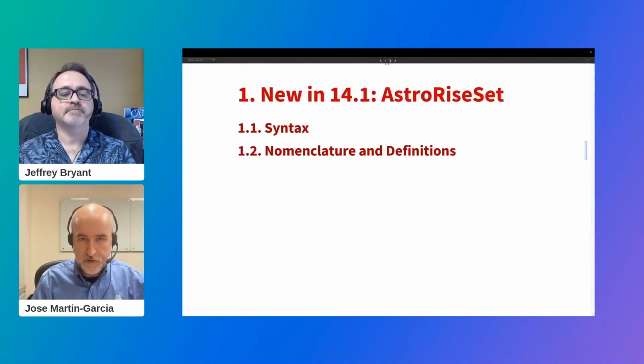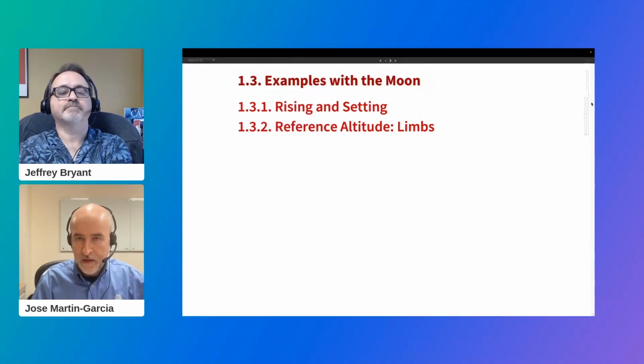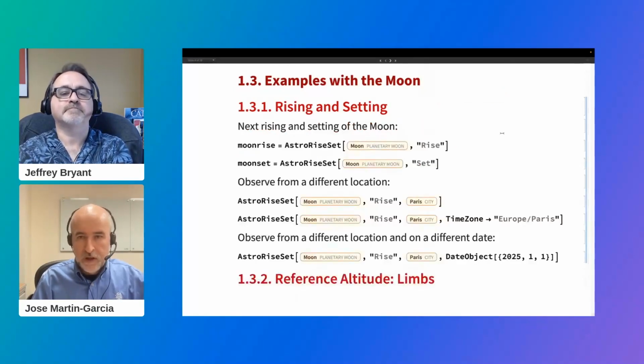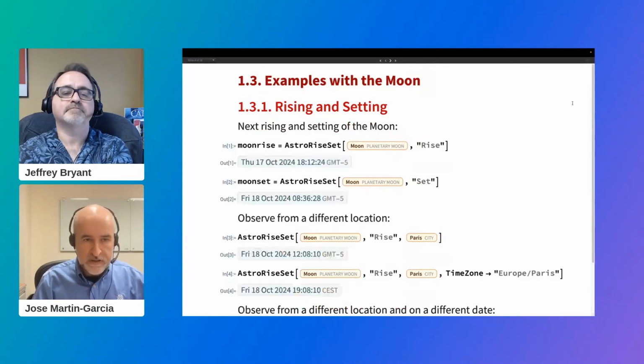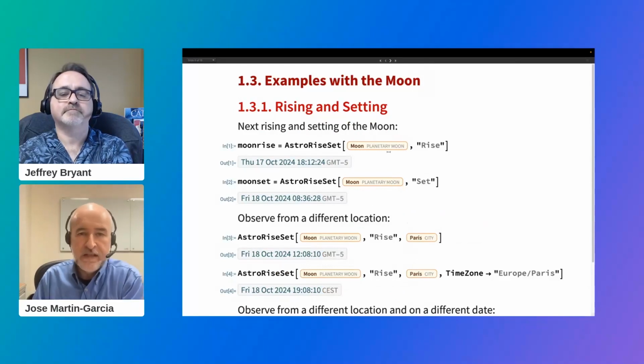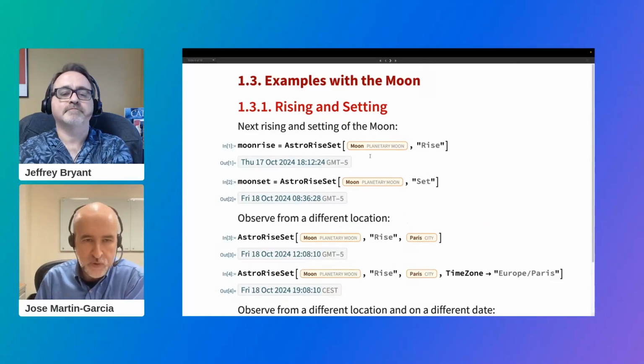Let's see examples. First, with the moon. So we compute these things. And so we see that the next rise of the moon will be on this date, later today. The next set will be tomorrow.